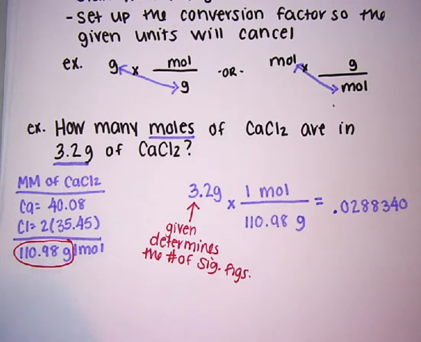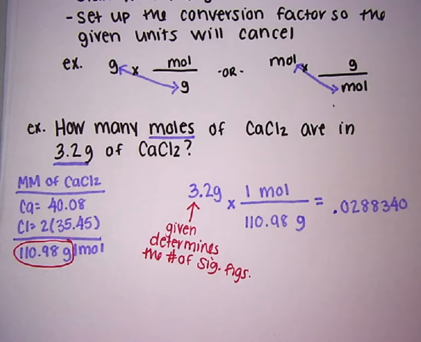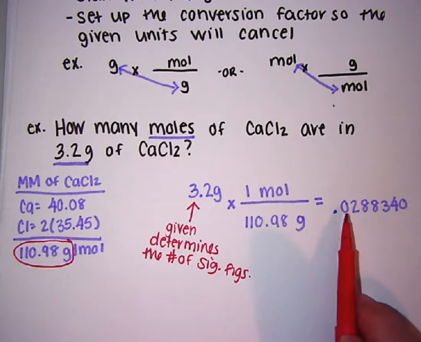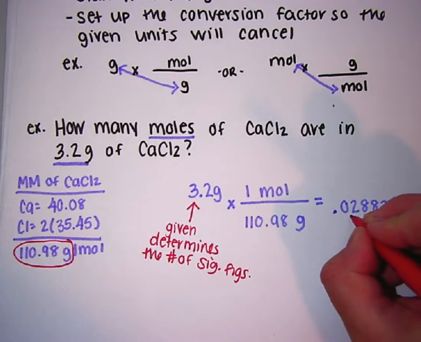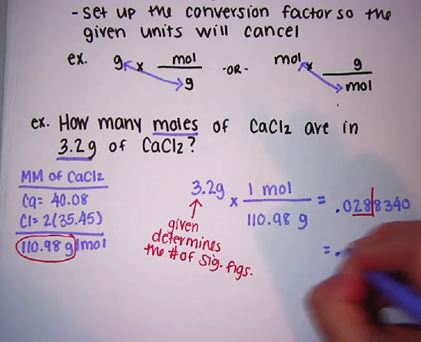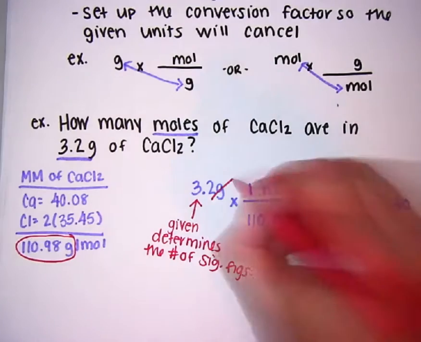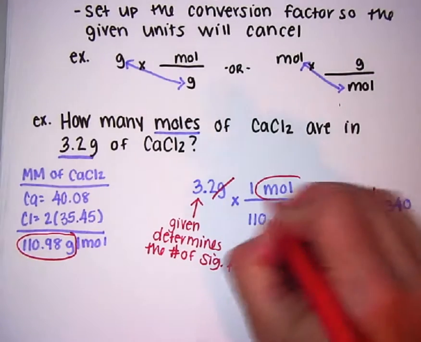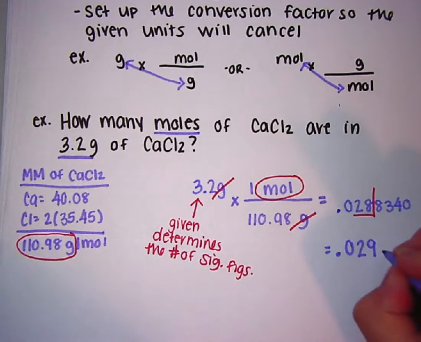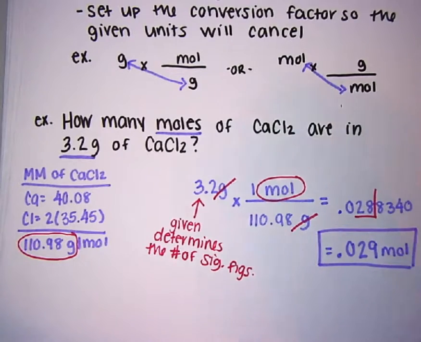So remember, sig figs tell us how precise a measurement is. The measurement that we have is 3.2 grams. So the given has 2 significant figures. My answer could have 2 significant figures. Remember, leading zeros are never significant. So if I'm keeping 2 digits, I'm keeping the 2 and the 8. 0.02. And since the next number is greater than 5, I'm going to round up. And then lastly, we need units. Grams divided by grams cancel. And I'm left with moles. 0.029 moles would be my final answer.